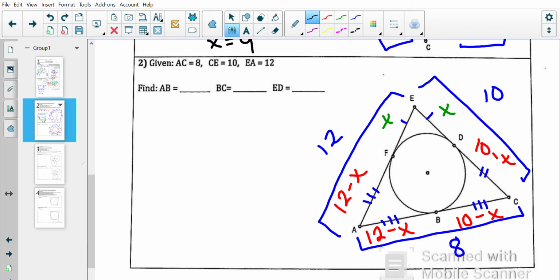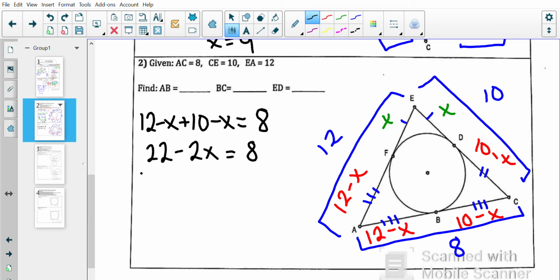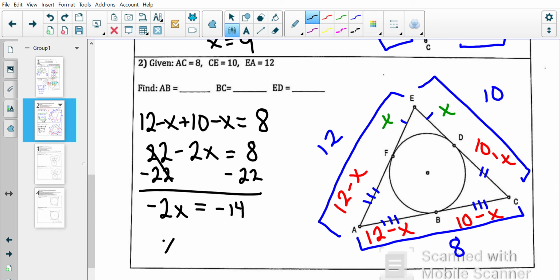We're going to take that side, and 12 minus x plus 10 minus x is going to equal the whole segment length, which is 8. So we're going to get 22 minus 2x equals 8. Subtract that 22 on both sides. We're going to get negative 2x is equal to negative 14, so x will equal positive 7.